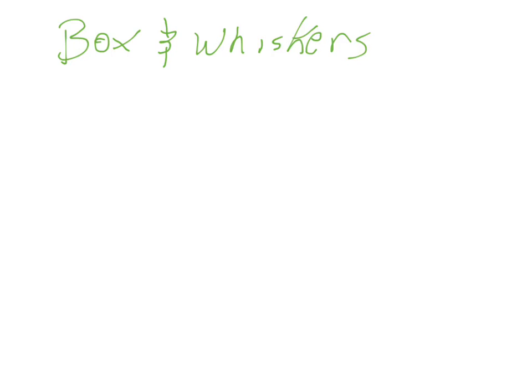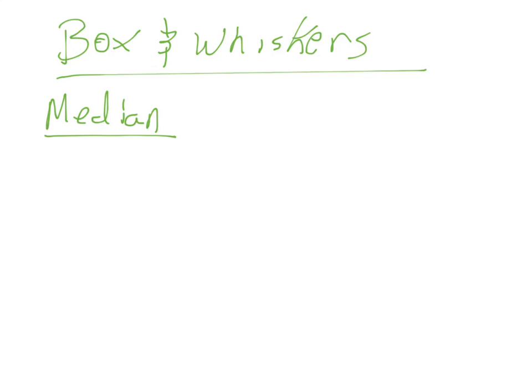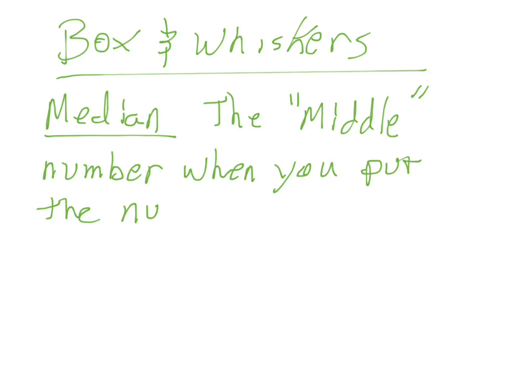So let's start with box and whiskers. But before we start it, we need to make sure everybody knows what a median is. So we're looking for the definition of median. And the definition of median is it's the middle number when you put the numbers in order. And it's really important that you put the numbers in order. Go ahead and pause the video to write that definition down.